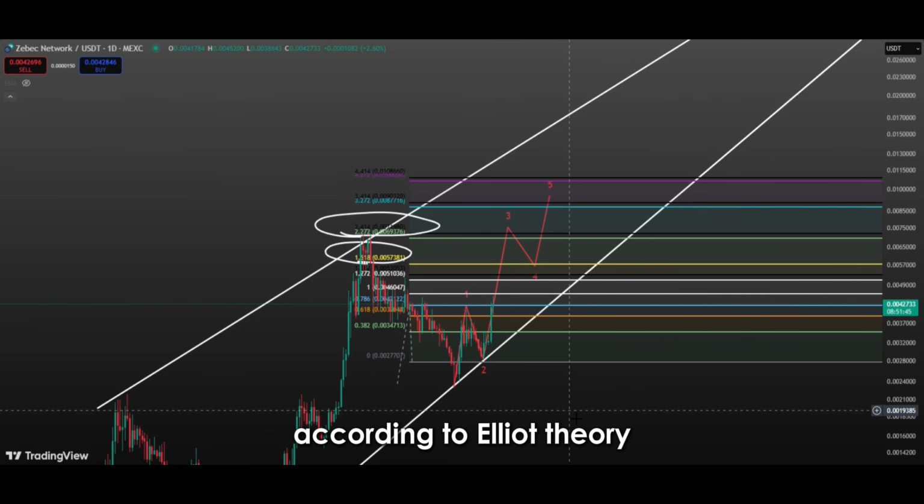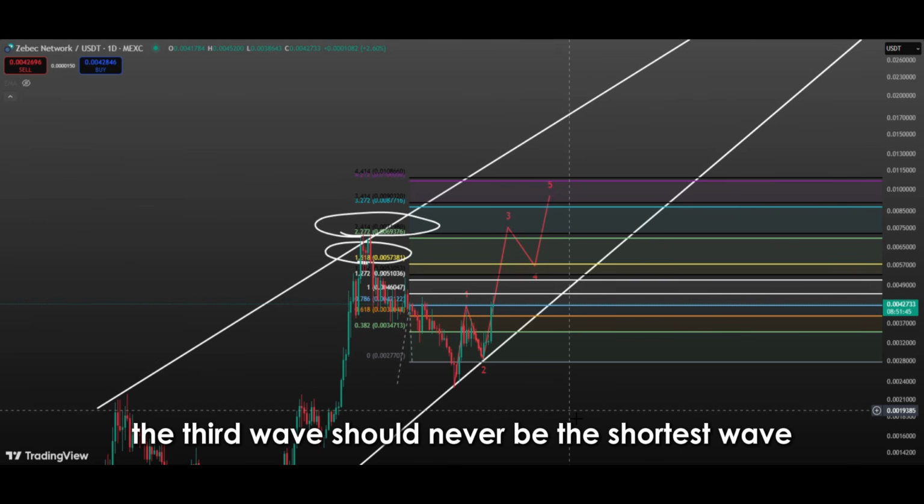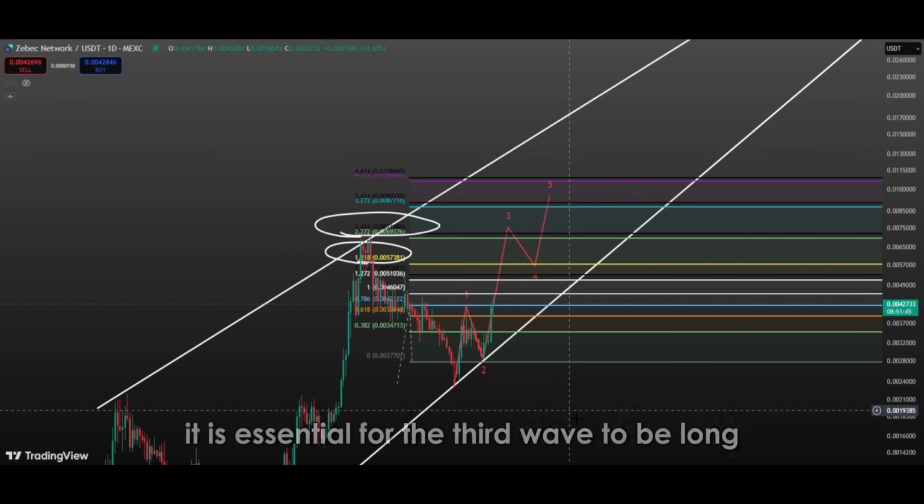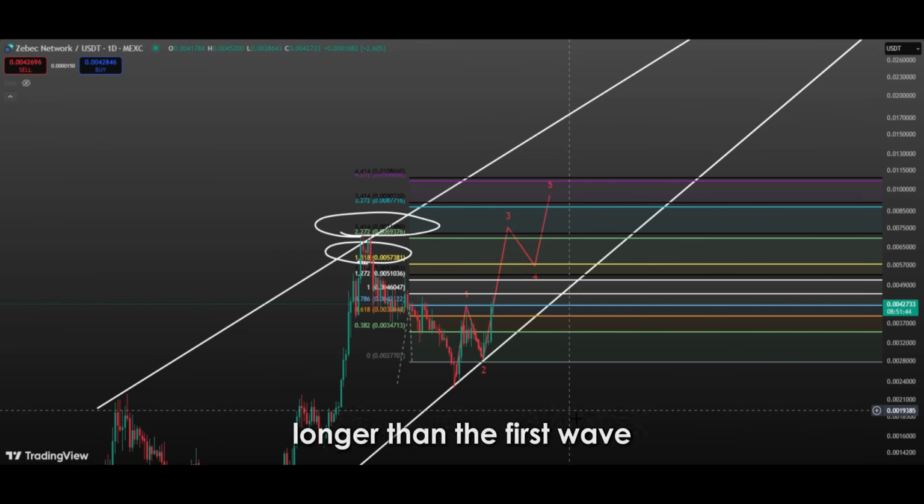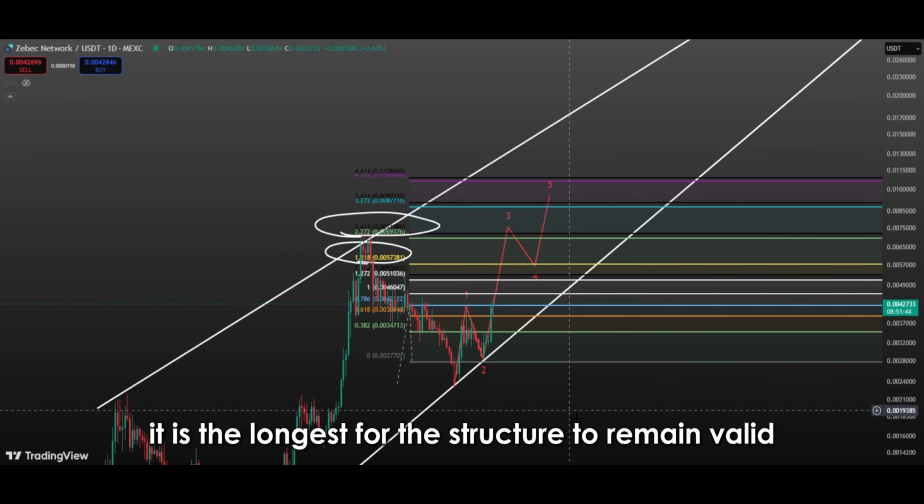According to Elliott theory, the third wave should never be the shortest wave. Based on this rule, it is essential for the third wave to be longer than the first wave, and often it is the longest for the structure to remain valid.